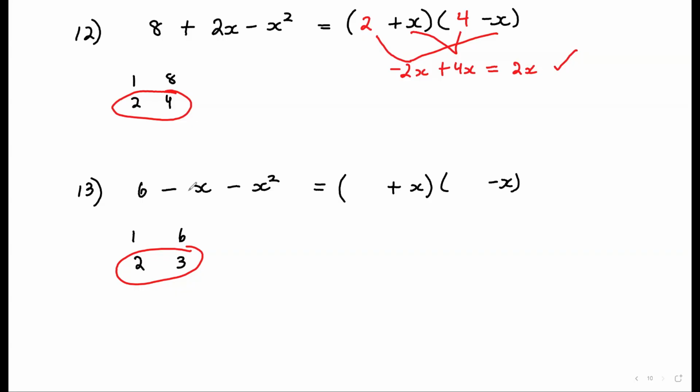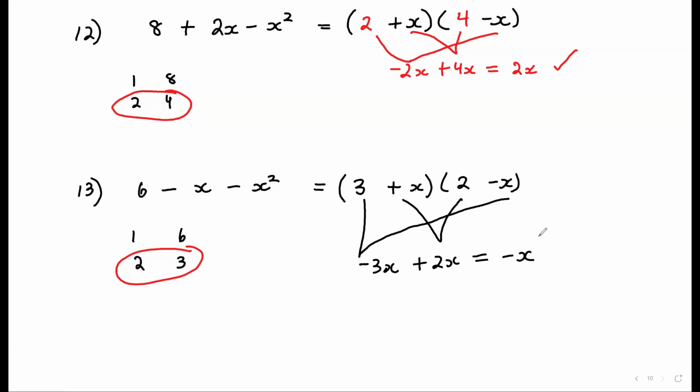So what would I do here? I need to make sure that the 3 is negative. So 3 will have to go here, because 3 times negative x is negative 3x. And then the 2 would have to go here, because 2 times x is 2x. And together, negative 3x plus 2x is negative x.